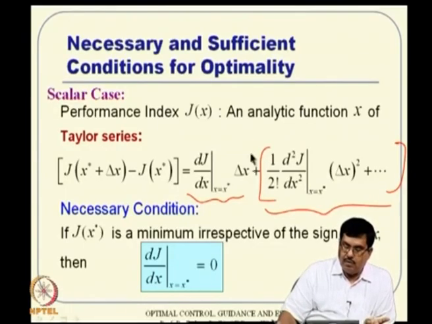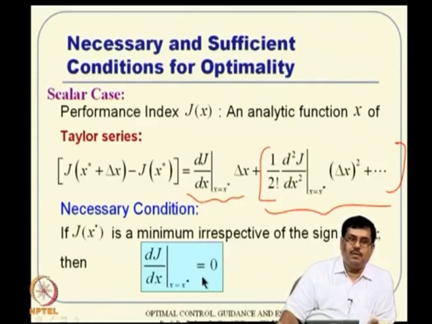And remember, delta x is not 0, but this quantity has to be 0, which means the coefficient has to be 0 basically. So, that is how it turns out that if del j by del x at x equal to x star is 0, then x star happens to be a candidate point. I mean, we still cannot tell whether it is minimum or maximum actually.